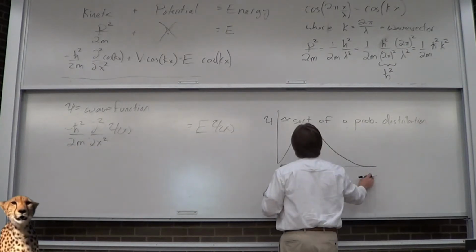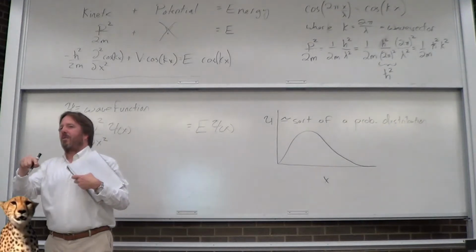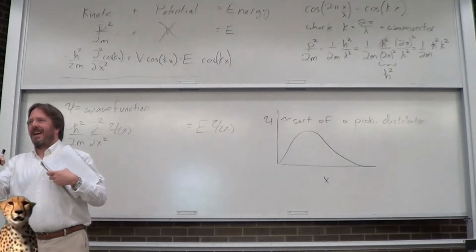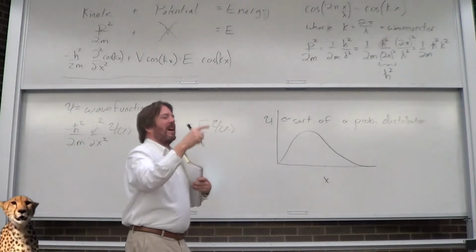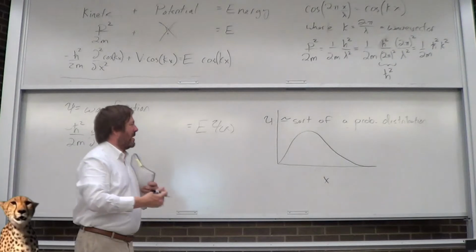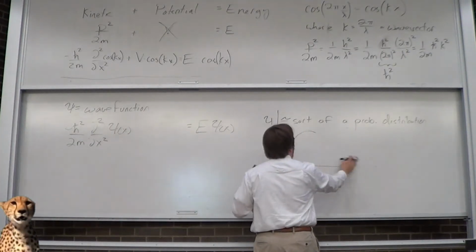Sort of a probability distribution. That was the idea. Are you familiar with probability distributions? Yes. It's a Maxwell-Boltzmann distribution. Wave functions are Maxwell-Boltzmann distributions. But of what? Actually, here, let me make a little bit more complicated wave function.